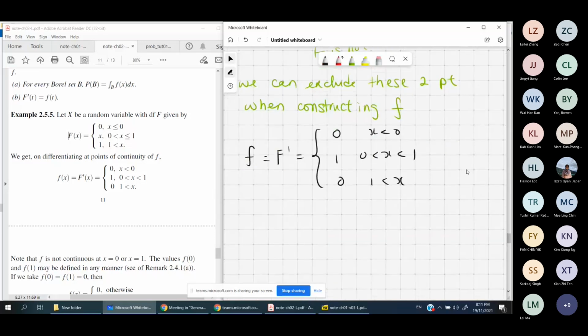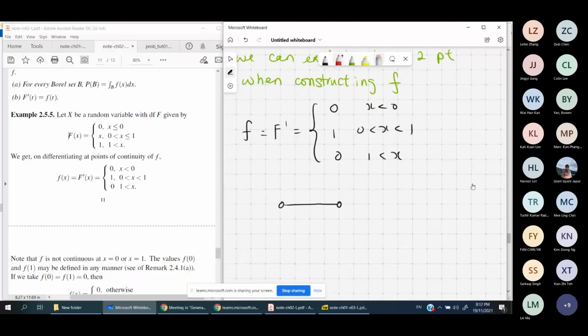So if you're looking at the graph here, it doesn't really matter whether we put in the value or not. So the graph looks like this. So this is from 0 to 1. So from here, you can see this is actually the uniform distributions. So you should have seen this before, okay?